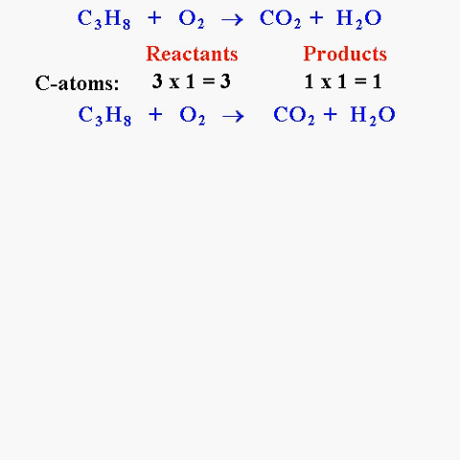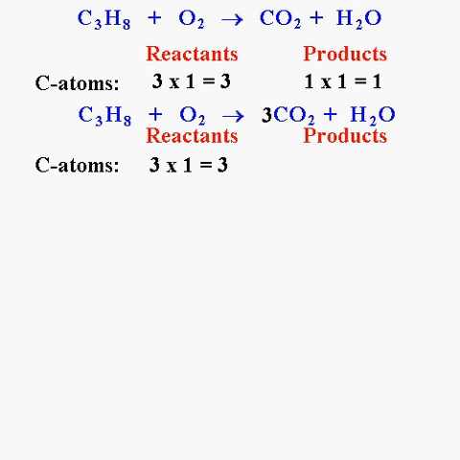Well, let's rewrite the chemical equation first. Now, I need more carbon atoms on the product side, so let's multiply carbon dioxide by a number to make more carbon atoms on the product side. I need 3 carbon atoms, so it makes sense to multiply CO2 by 3. Now if we look at the carbon atoms, the reactant side of the equation hasn't changed. I still have 3 times 1, or 3 atoms of carbon on the reactant side of the equation. On the product side, I still have only 1 carbon atom per CO2, but now I have 3 CO2 molecules. So 1 times 3 is 3, so I have 3 carbon atoms on the product side of the equation now, so carbon is now balanced.